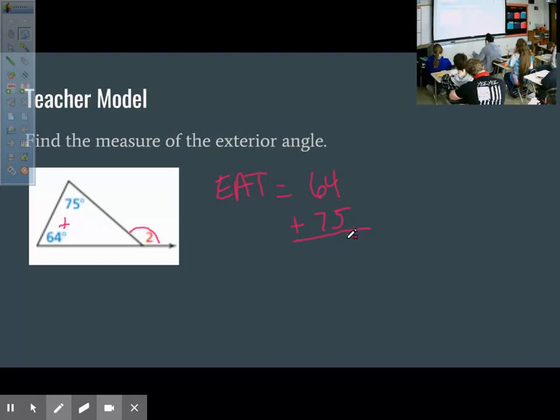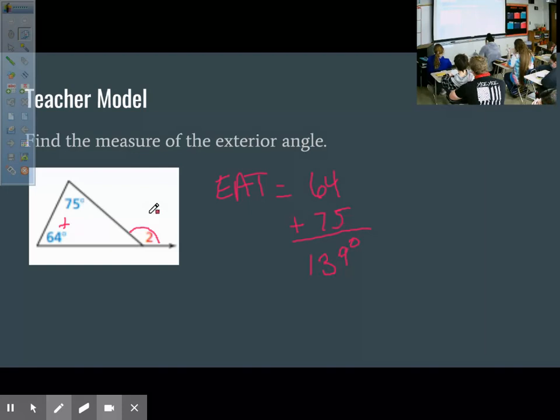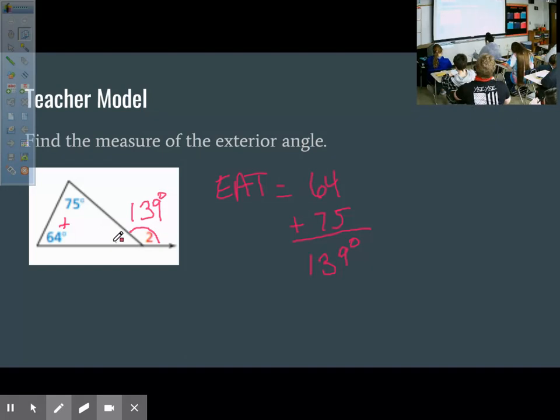Alright, so 4 plus 5 is 9, 6 plus 7 is 13. 41 degrees. So the measure of angle 2 is 139 degrees. Where'd you get that? The other one is 41. Yes, this one here would be 41.